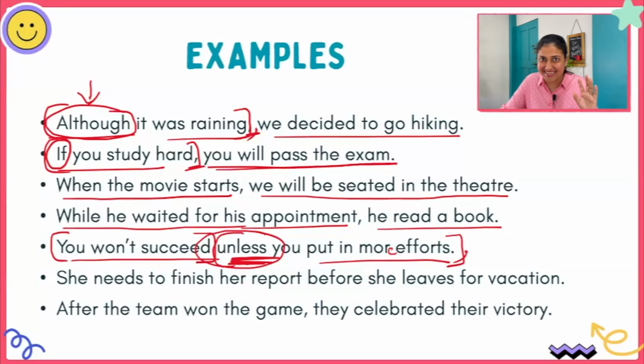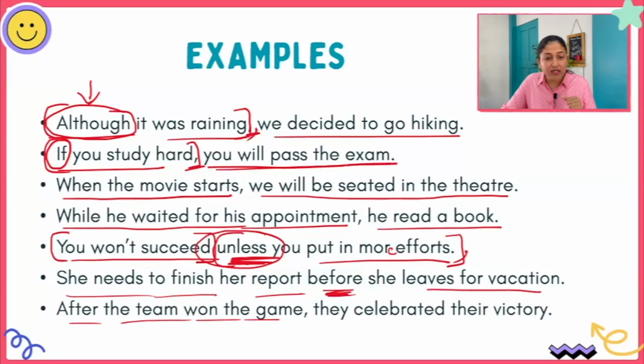Okay, I am sure the idea is clear by now. Next, she needs to finish her project, her report, before she leaves for vacation. Cool. After the team won the game, they celebrated their victory. Once again, if we want, we can change the order of these sentences. For example, we can say, the team celebrated their victory after they won the game. No need of a comma in that case. Or, for example, he read a book while he waited for his appointment. Again, no need of a comma. Cool? Is the idea getting clearer?